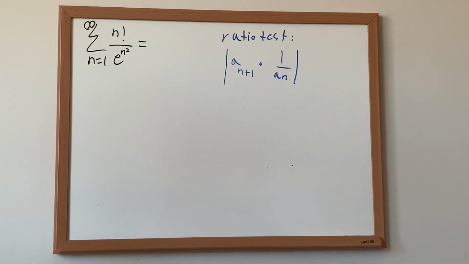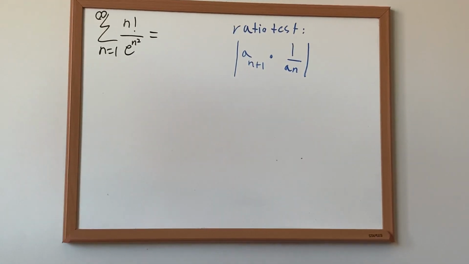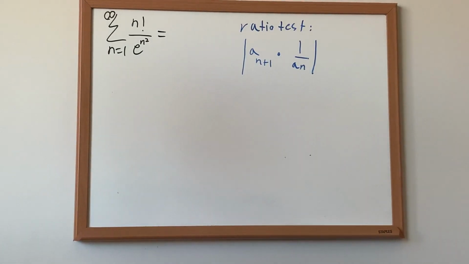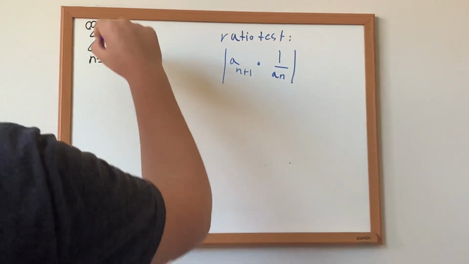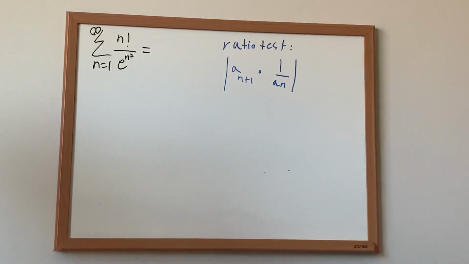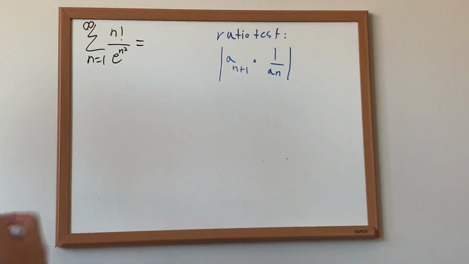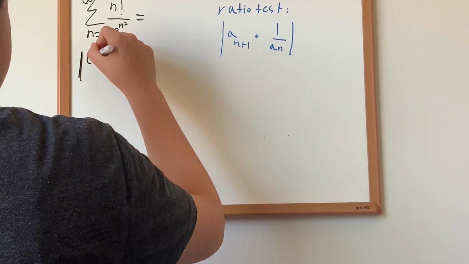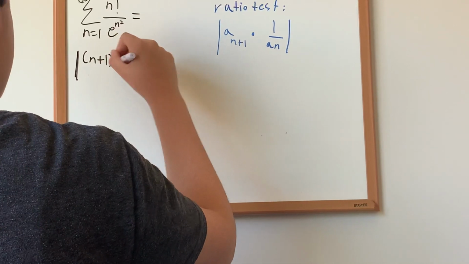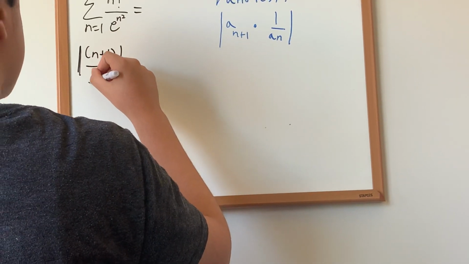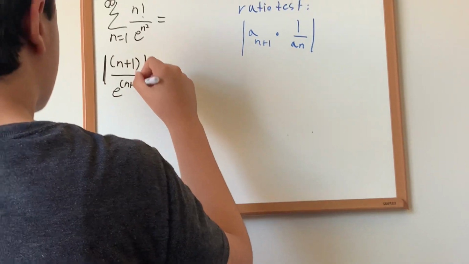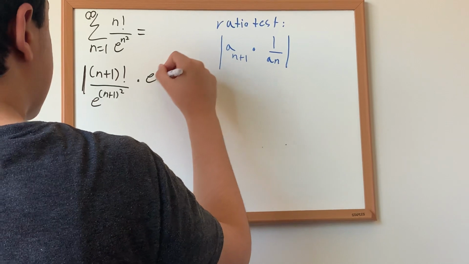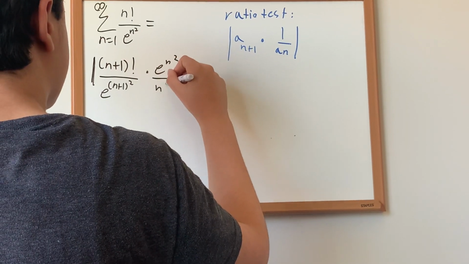So using the ratio test, we should take the absolute value of a sub n plus 1 multiplied by 1 over a sub n. Before that, we can say that a sub n is n factorial over e to the power of n squared. And using this formula, a sub n plus 1 is n plus 1 factorial over e to the power of n plus 1 squared, multiplied by the reciprocal, which means e to the power of n squared over n factorial.